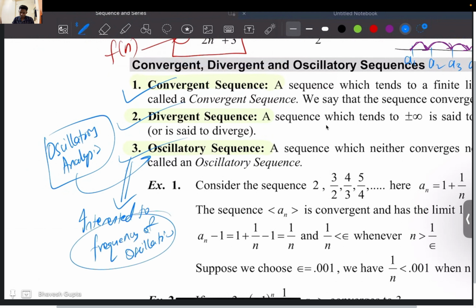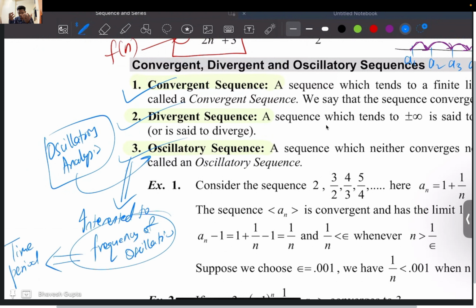Basically it tells you something called the time period, right? Let's say you have some problem in front of you. There is some system which has some periodic, or let's say oscillatory, behavior, right? And you are interested in calculating the time period and all. So this oscillatory analysis will help you to do that calculation. And in that case, we use these oscillatory sequences a lot.